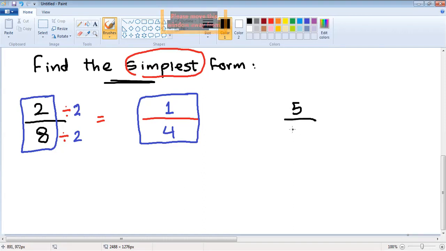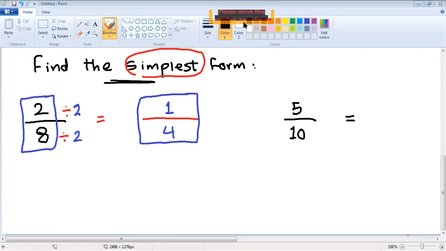5 over 10. I need it in the simplest form. I need to write it in the simplest form. Abdul Mohsen? Yes. 5 over 10 in the simplest form. How? You can't divide it by 2 because they're not even. Perfect. So what should I do? Divide both of them by? By 5. That's right. And that's because 5 is in table 5 and 10 is in table 5 as well. So 5 divided by 5 and 10 divided by 5.